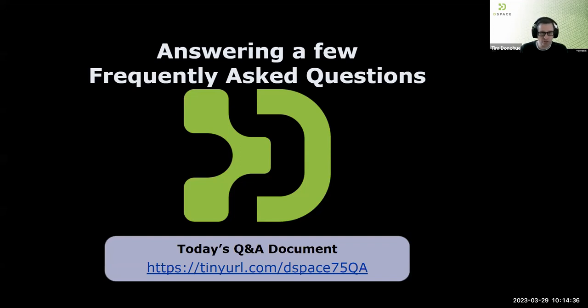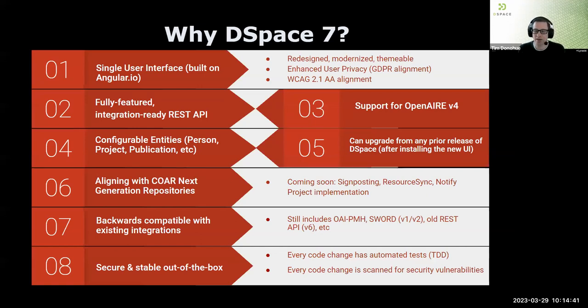But going through a couple of these frequently asked questions here, first off, I have this canned slide that I show each time that we're going through DSpace 7. I just wanted to note some of the main reasons why DSpace 7 exists and why it is a big deal and why you should be looking towards your upgrade anyways, in terms of some of the features and functionality that comes forward. The main things to point out here, and these are probably things you're already aware of if you're attending this session, are many of the new features that were not available in DSpace 6, but are available in DSpace 7, including the OpenAIRE support, configurable entities. We're working towards alignment with the COAR Next Generation Repositories, and really our goal of being backwards compatible with old integrations, as well as being very secure and stable out of the box, and making sure that all those code changes that go in are checked and double checked and have automated checks behind them as well.